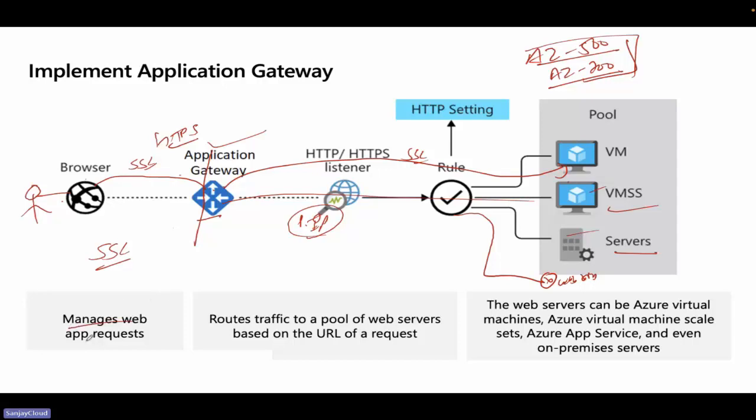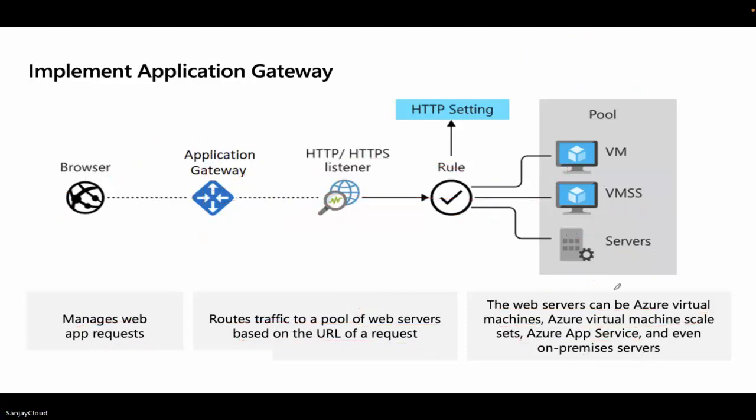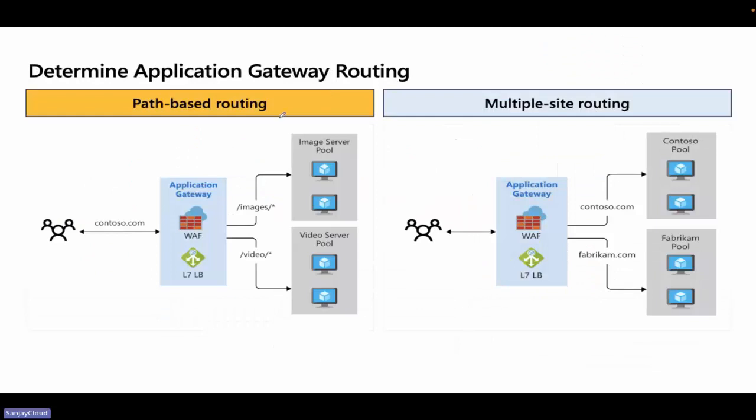So it manages your web application requests and routes your traffic to a pool of web servers based on the URL request. That means path-based routing. The web servers can be Azure Virtual Machines or Azure Virtual Machine Scale Sets, Azure App Services, even on-premises servers we can add behind our load balancer. So these would be our features where we can do path-based routing.